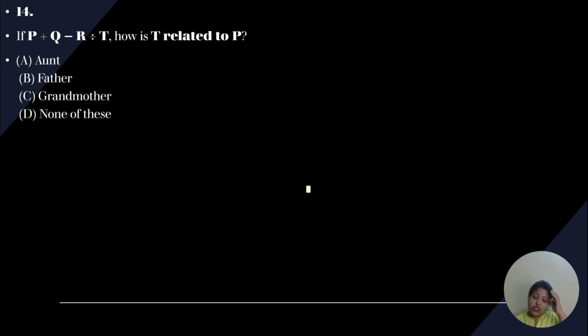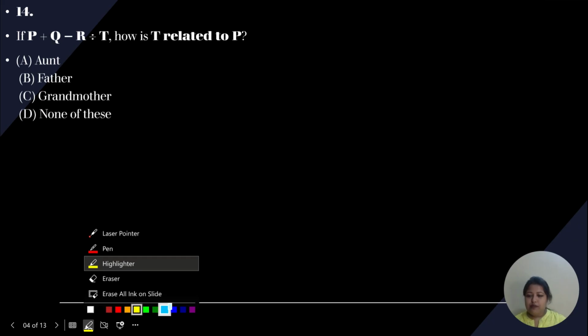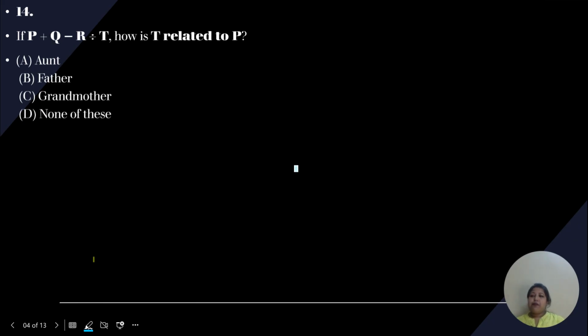Now first question first, we will try to solve it fast. See, P plus Q minus R divided by T. Now how is T related to P? First we have got the plus sign. Plus means daughter. P is the daughter of Q. Let me put it like that. Now put Q over here and P over here.